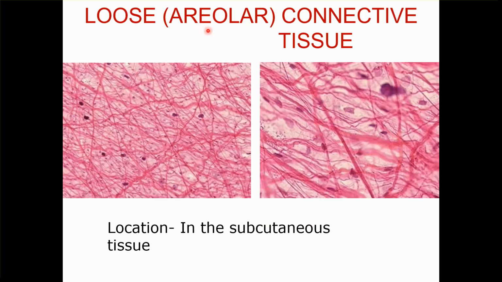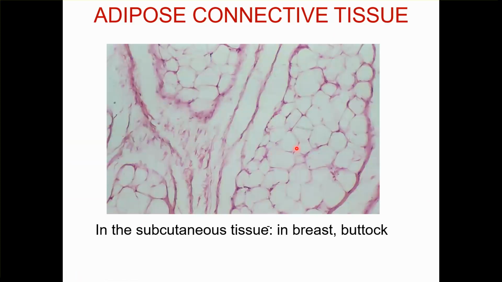Now coming to connective tissue, you have loose irregular connective tissue, and the location is subcutaneous tissue. This is adipose tissue. As you can see, there are a lot of adipocytes, and the location is subcutaneous tissue in the breast and the buttocks.